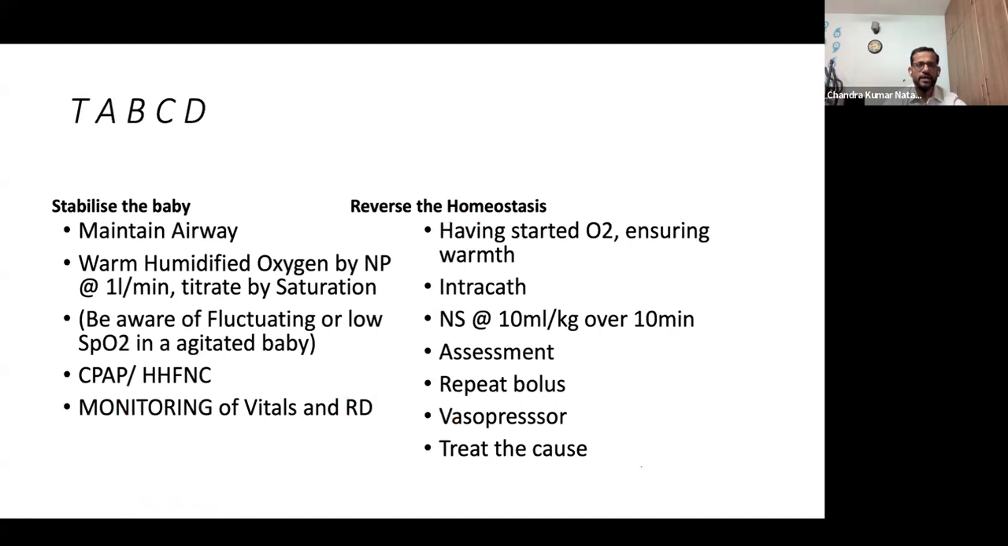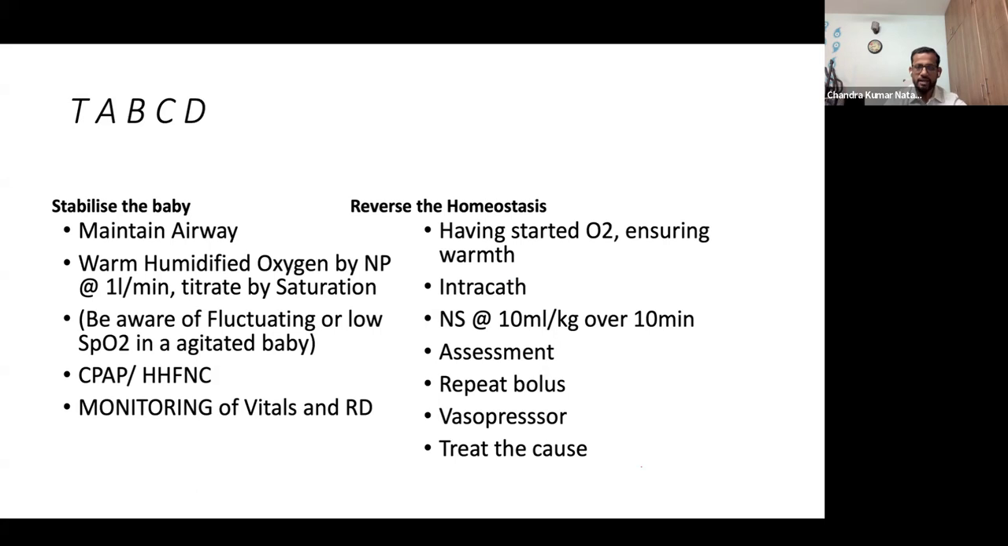So you have to maintain the airway of the baby. You have to start oxygen immediately, either by nasal prongs, or if you have the facility, HFNC or other humidified ways of providing oxygen would be preferable. Start monitoring oxygen saturation. You can consider HFNC or CPAP. If you think the baby needs intubation, the baby may require intubation also. So you have to monitor the vitals and the severity of respiratory distress.